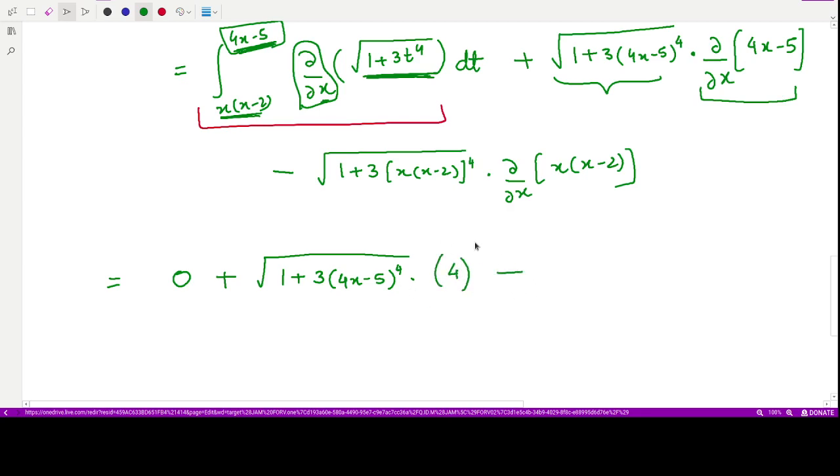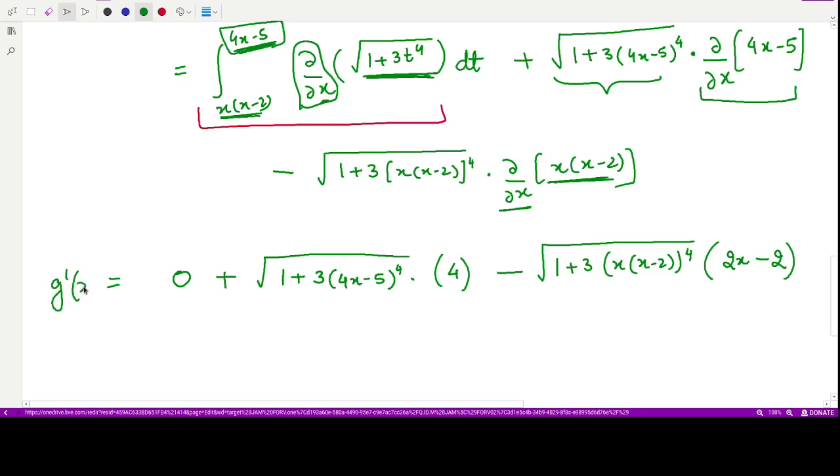And for the lower limit, again this function would be as such, 3 times x minus 2 raised to power 4, times the derivative of x minus 2 with respect to x. So that would be, the derivative of x square is 2x, and minus 2x would be minus 2, right? So this is what you got as your g dash x.